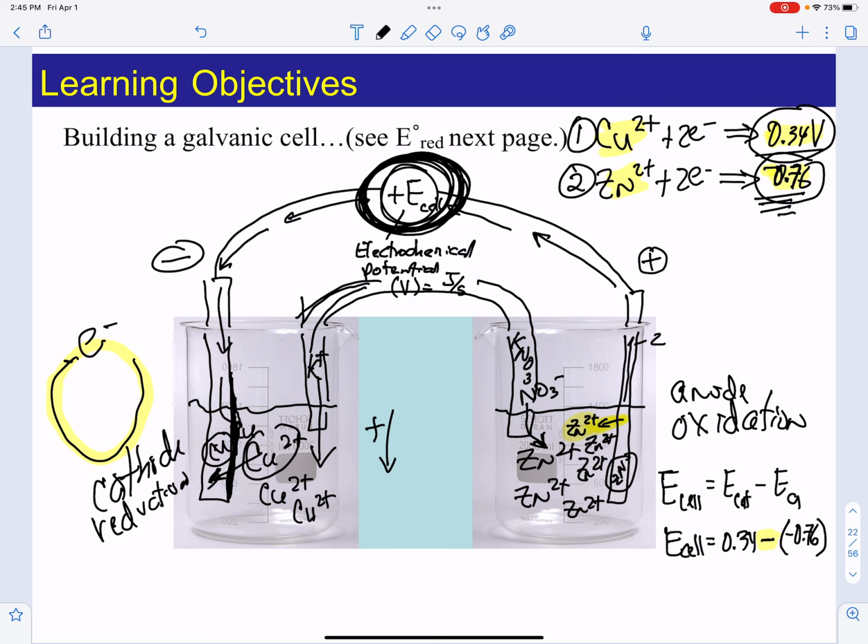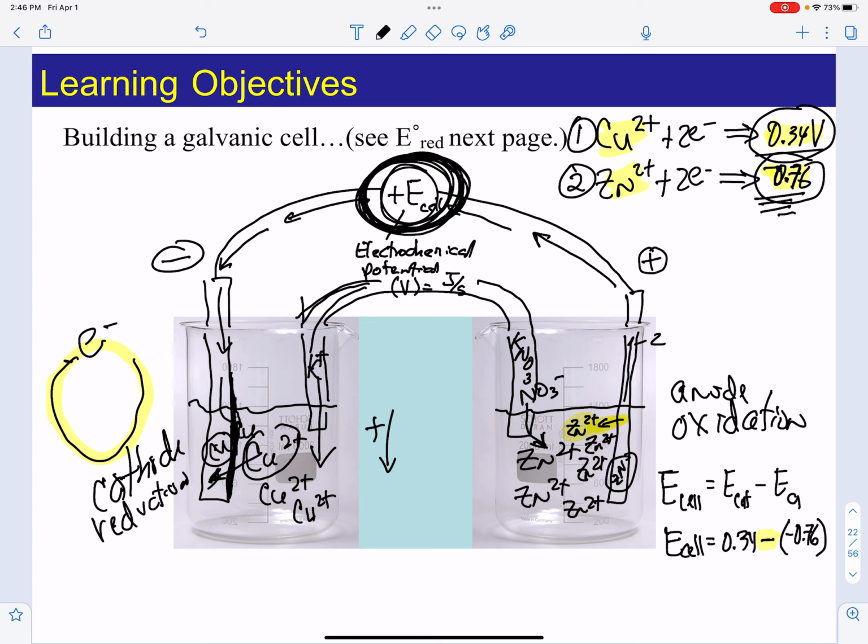So do not flip those values. Do not say, oh, this is the anode, so this is going to be oxidation. Do not flip the values. The formula takes care of that. The cathode minus anode takes care of that. Do not flip those values from the table. Use the values from the table exactly as you get them from the table.